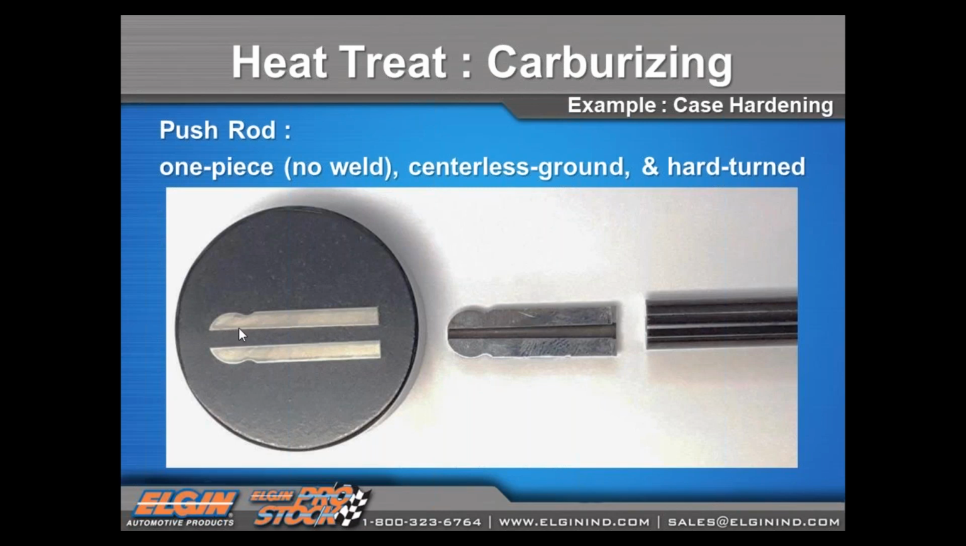And then once that's polished, you can etch it with acid, and you can now see at a metallurgical level what the microstructure looks like. And you can measure the thickness of the case and things like that. This one, you can see the carburized case follows the OD of the tube, follows the undercut around your rocker clearance, around the ball, and then is also on the inside of the tube.